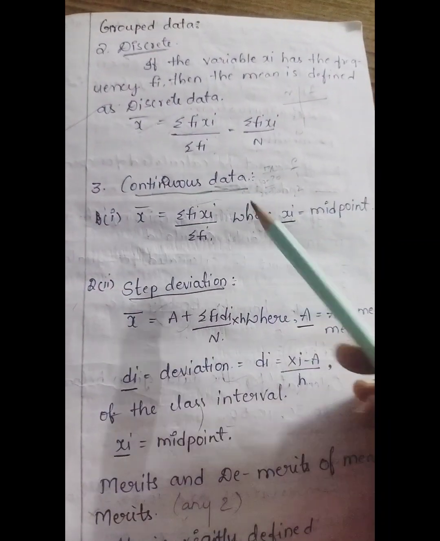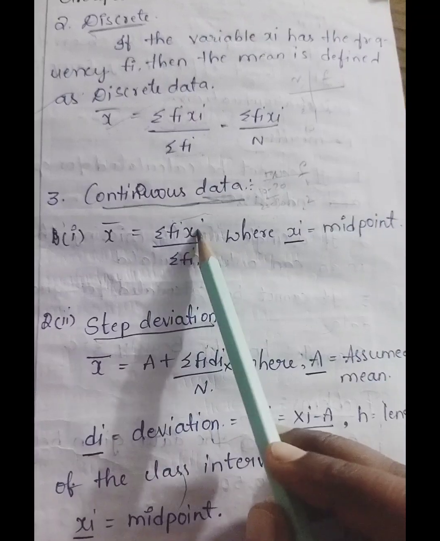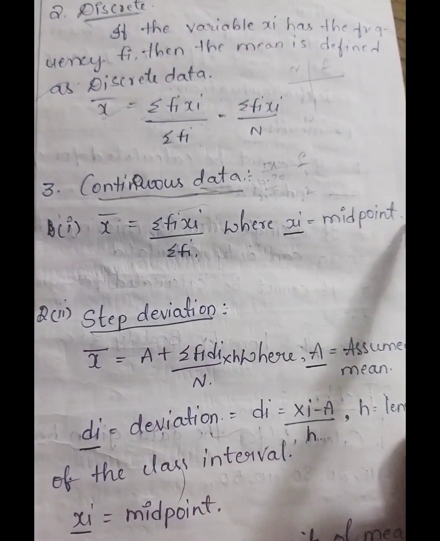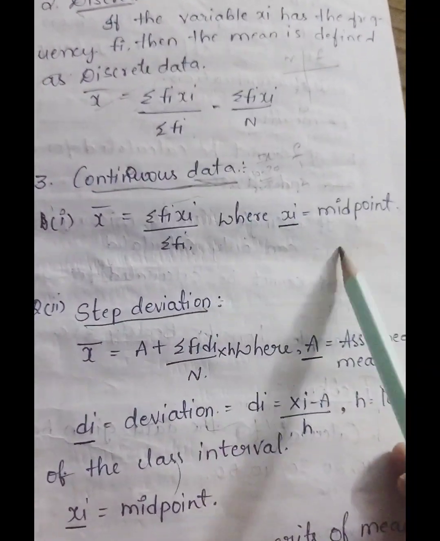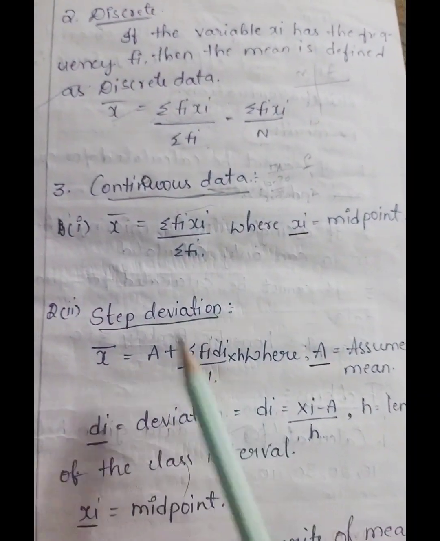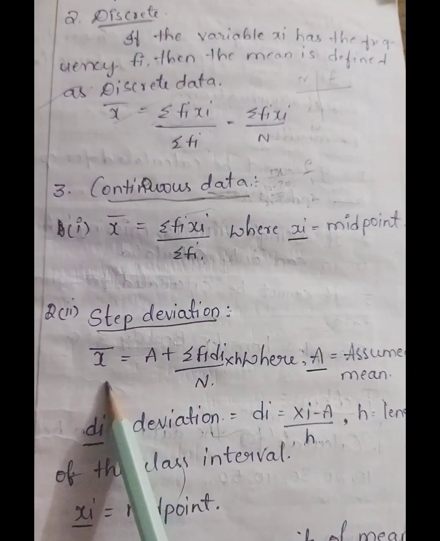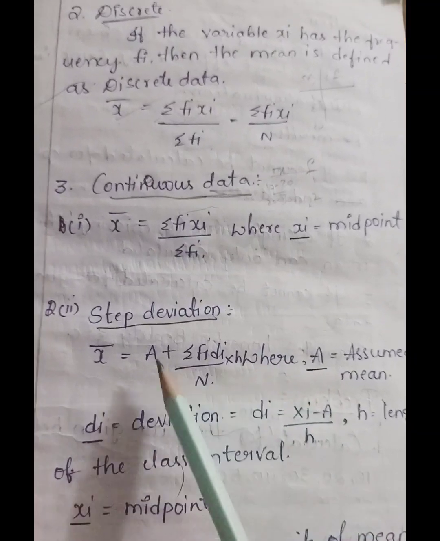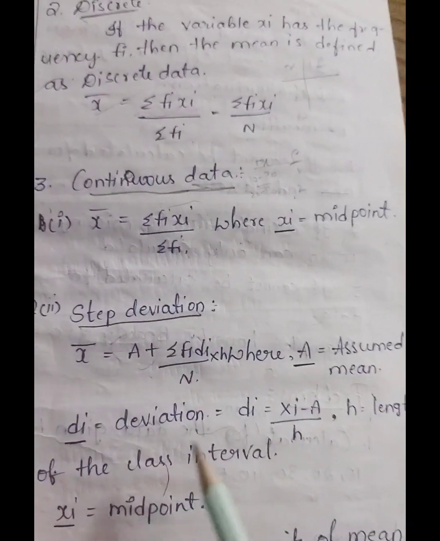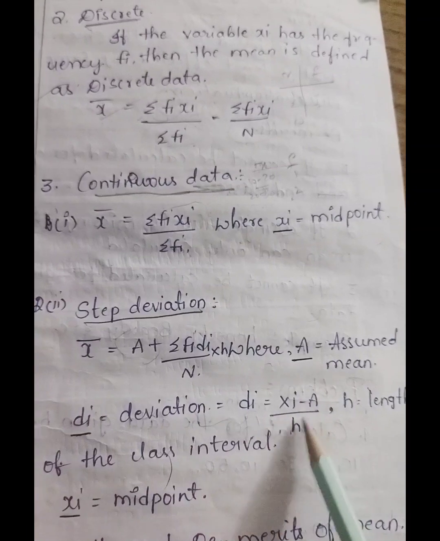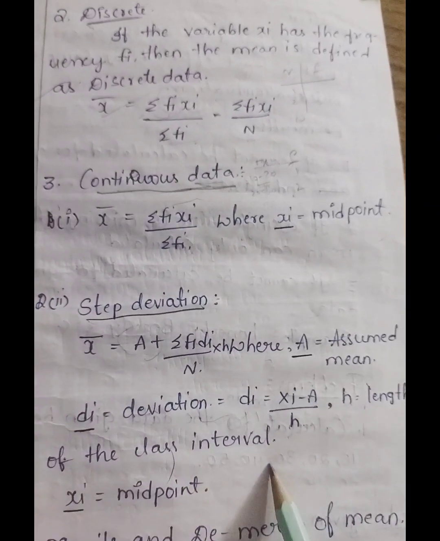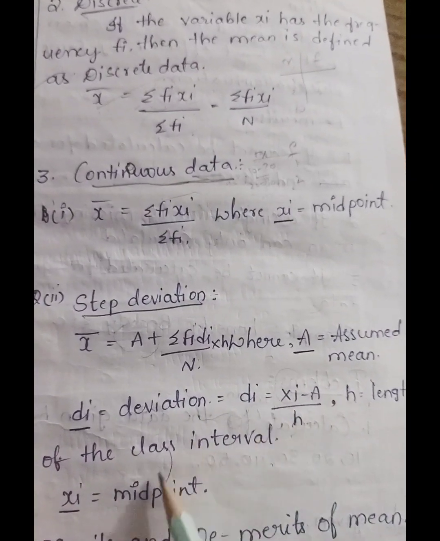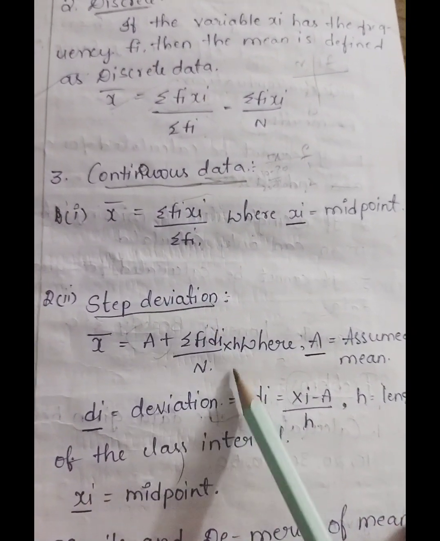In continuous data you can use any one of these two formulas. x bar equal to summation fi xi divided by summation fi, where xi is the midpoint, because here the x value is not given directly, so we have to take the midpoint. In continuous data we also have the step deviation method. The formula is x bar equal to a plus summation fi di by capital N into h, where a is the assumed mean, di equal to deviation, di equal to xi minus a by h, and h is the length of the class interval, where xi is the midpoint. So this is the step deviation method.